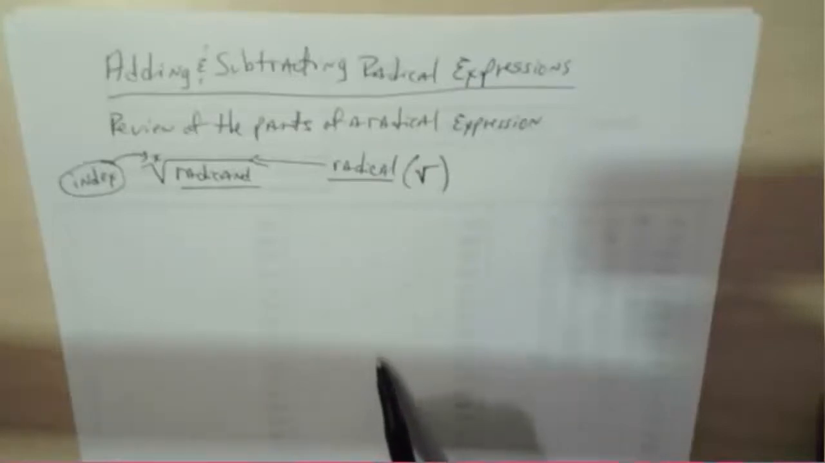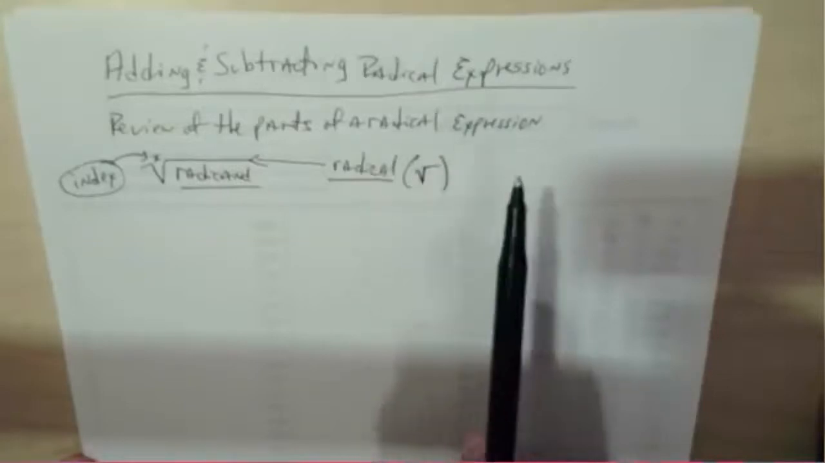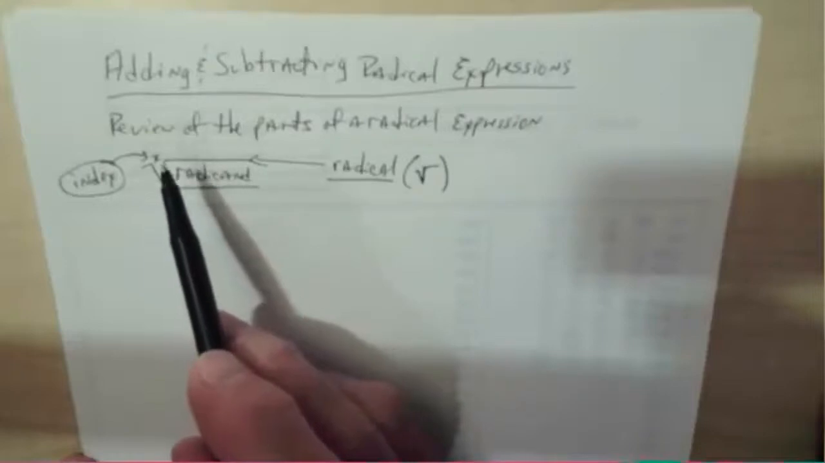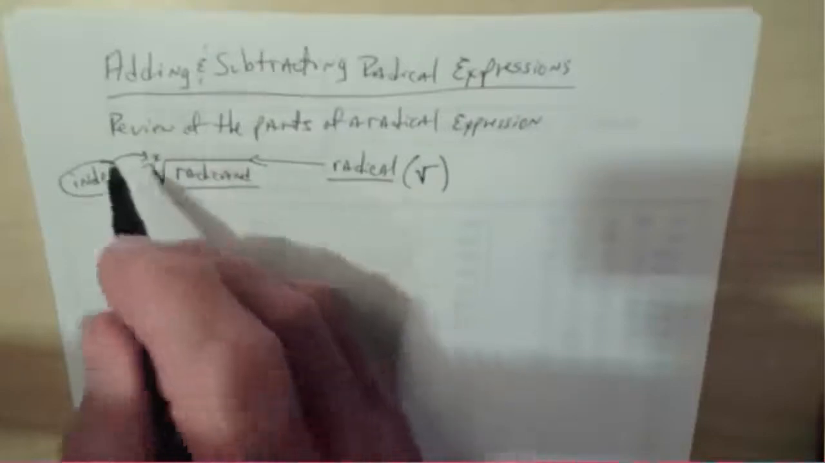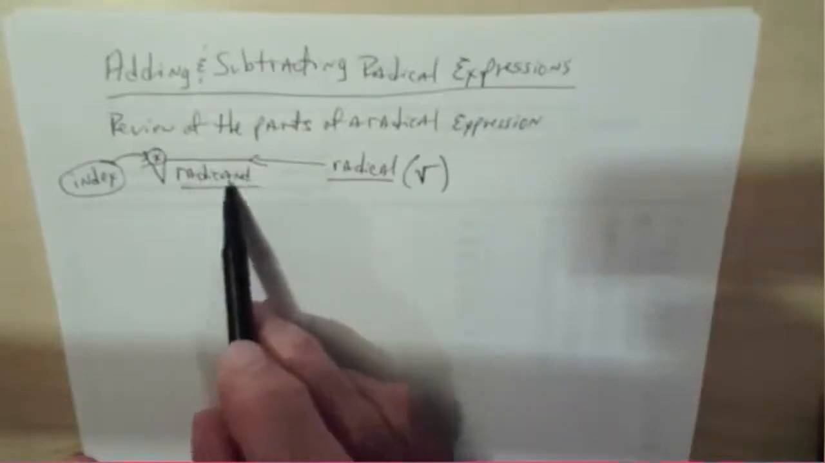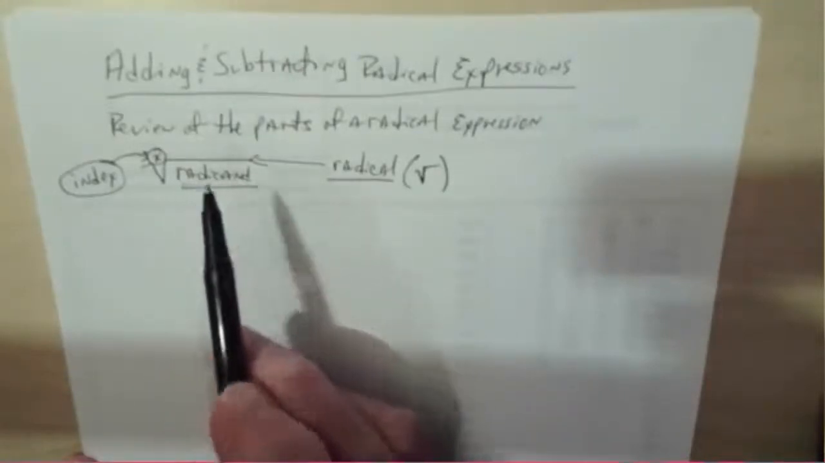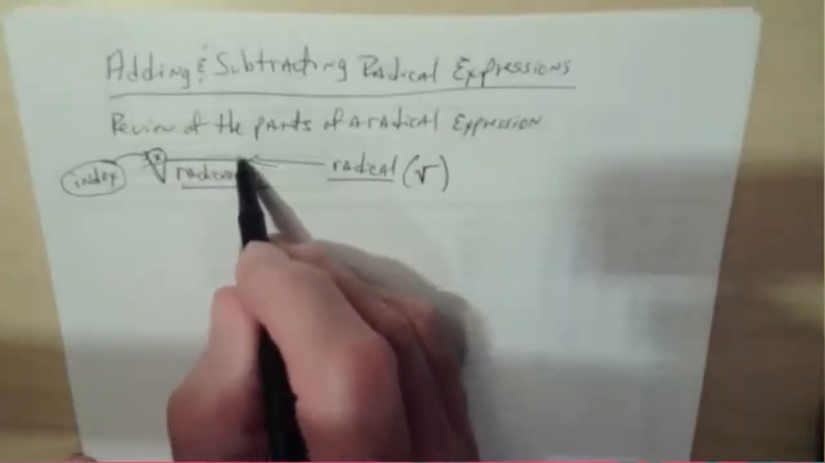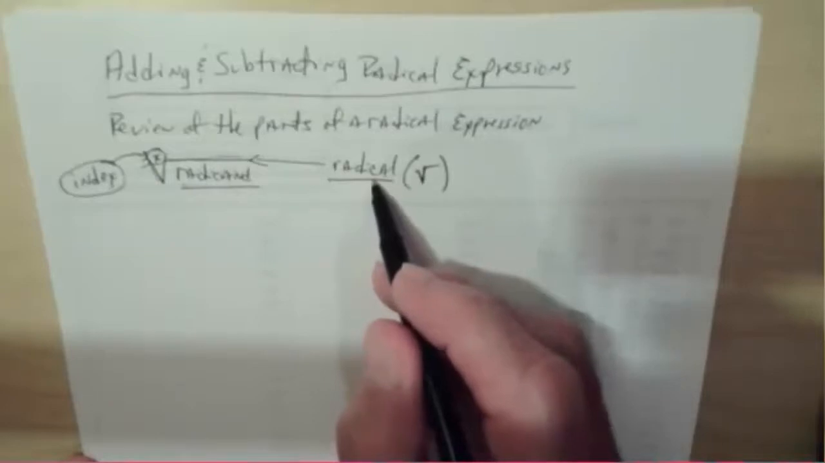Okay, let's review the parts of a radical expression. When you have this, the radical, the number in here is called the index. The number or expression that's underneath the radical is called the radicand. And of course, this thing right here is the radical itself.